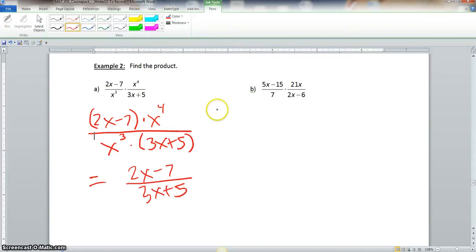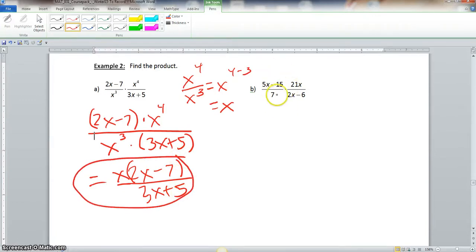Now we could take this x to the 4th over x to the 3rd. And remember, when we have the same base, we keep the base and subtract the exponents. So x to the 4 minus 3 would be x to the 1st. So we know this x will go in our numerator. So our final answer would be x times the parenthesis 2x minus 7 over 3x plus 5.